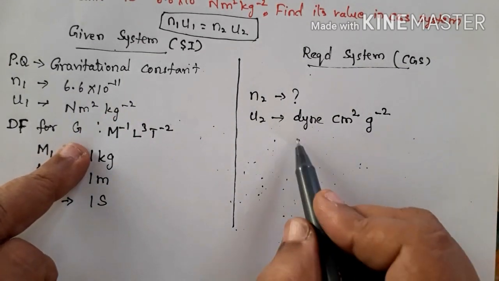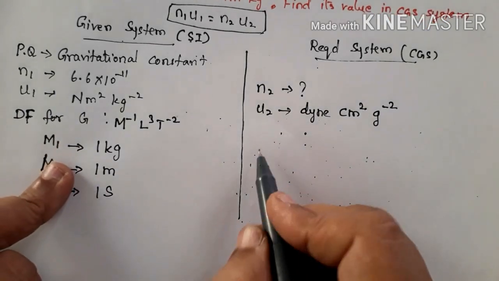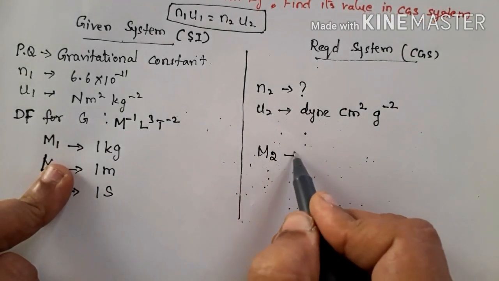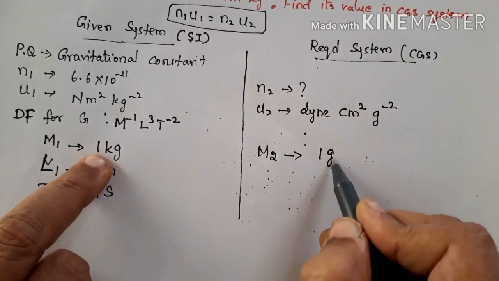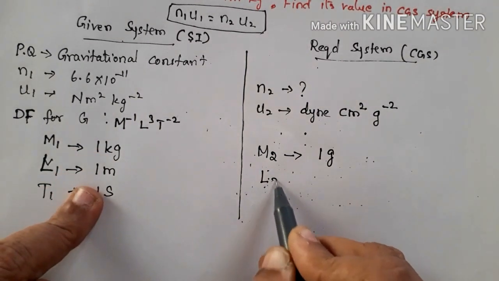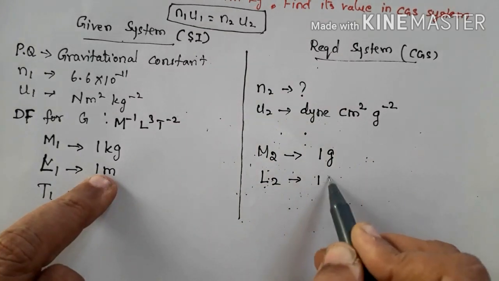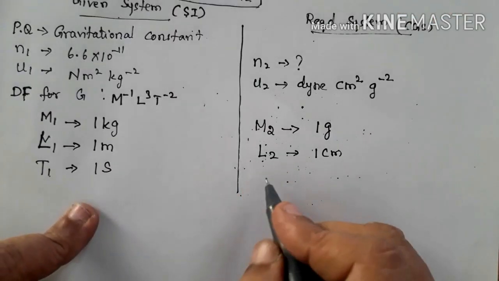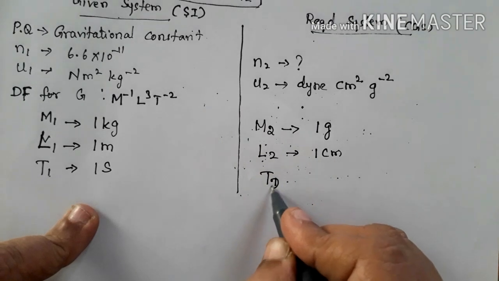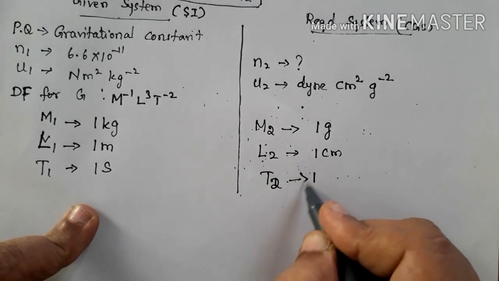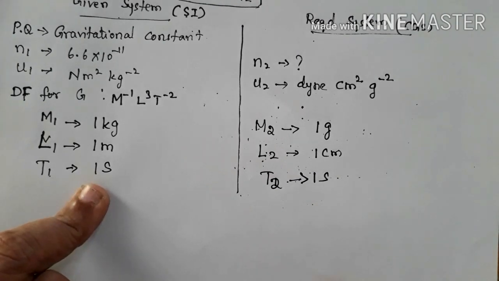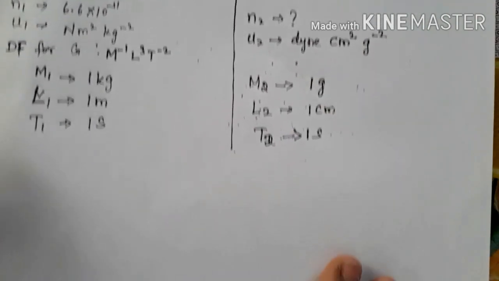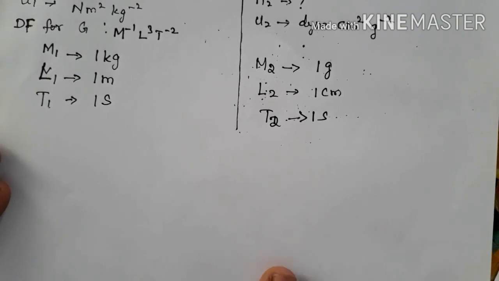The dimensional formula will be the same, right? Now in this case, M2 will be in the CGS system: here 1 kilogram, in the CGS system it will be 1 gram. Length: here it will be 1 meter, here it will be 1 centimeter. And time in both systems you can write in second. Whether it is CGS or MKS system, time is in second. So we have collected so much detail. We can use this in the formula, right?